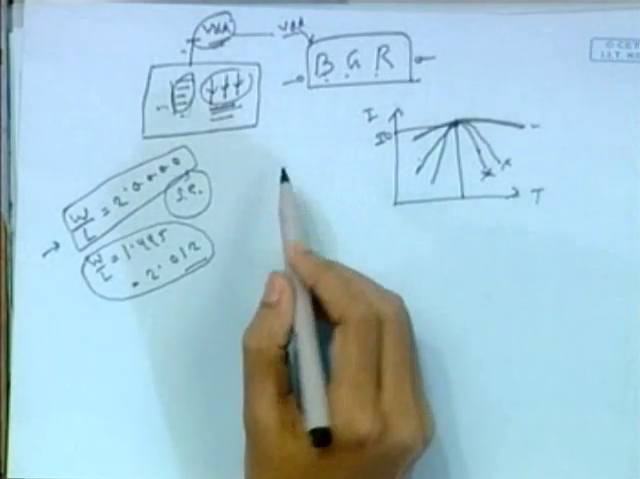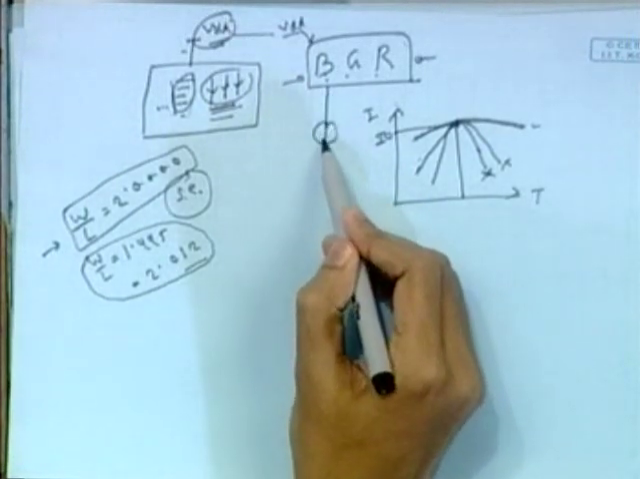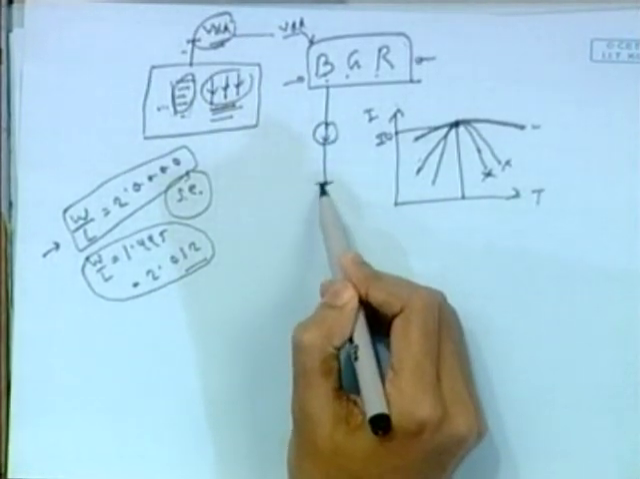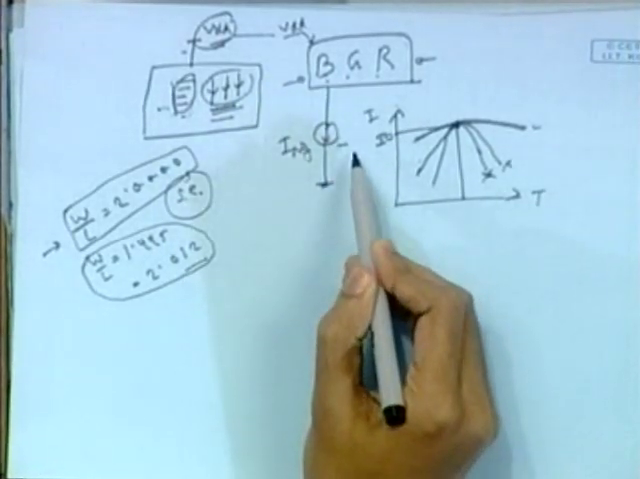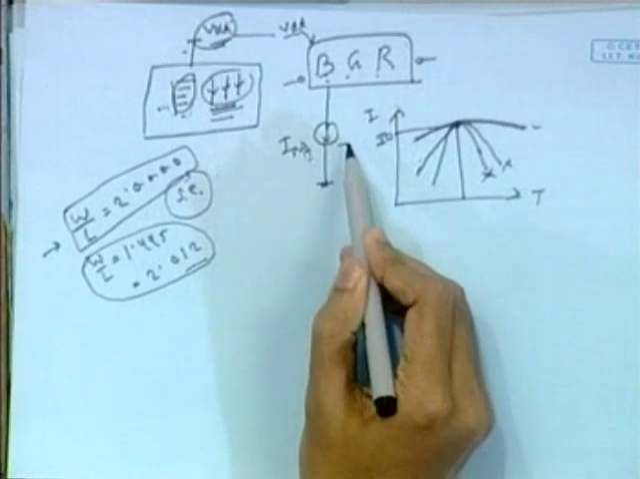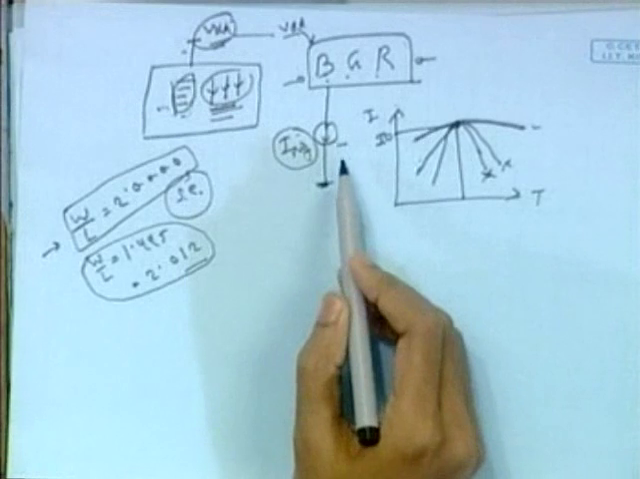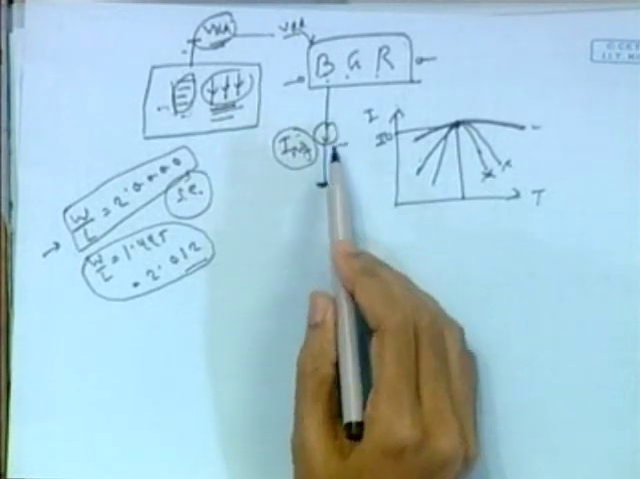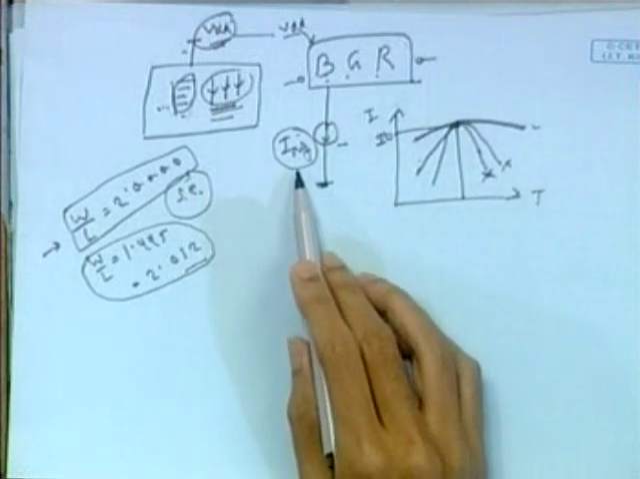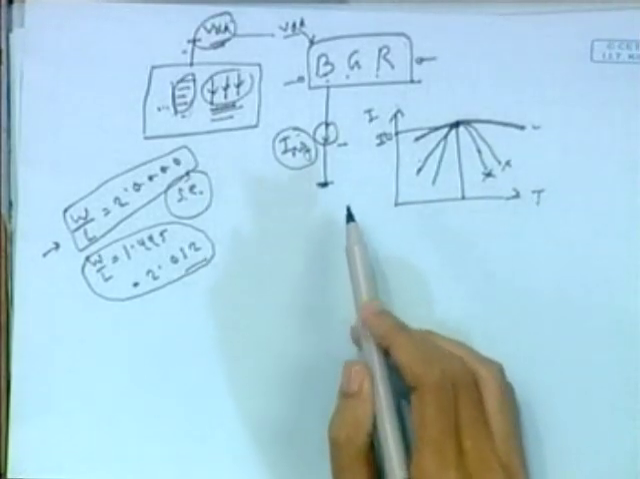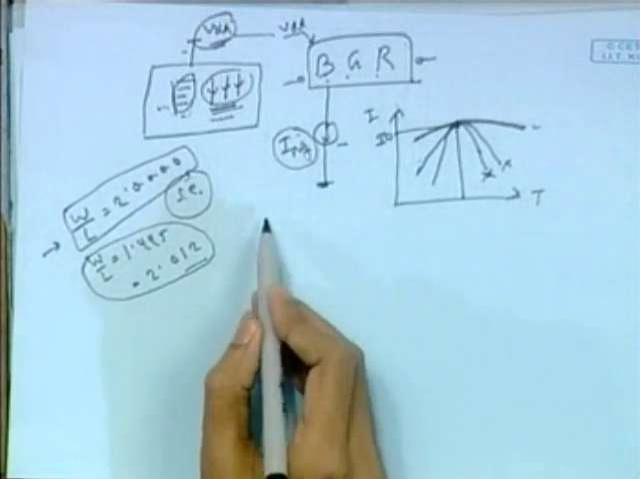So our reference current, we will assume that the BGR is generating an ideal reference current. In this class, we will assume that this IREF is a constant, temperature independent, process independent current. The BGR is generating that, and we will be reflecting that current to many of our subcircuits, whether as a scaled up version, a scaled down version, or the same current.